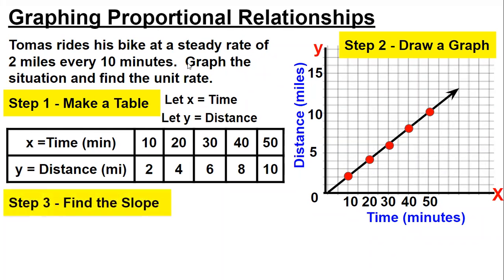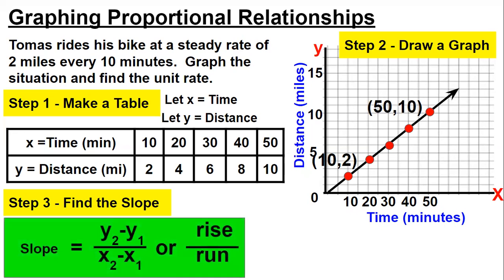Okay, step 3, I'm going to find the slope. How do I find the slope? I have 2 methods when I have a graph. I can do y2 minus y1 over x2 minus x1, or I could do rise over run. So I'm picking 2 points, 10, 2 and 50, 10. I'm going to make those my formula points. You can pick any 2 points you want. Pick ones where the lines meet, please.